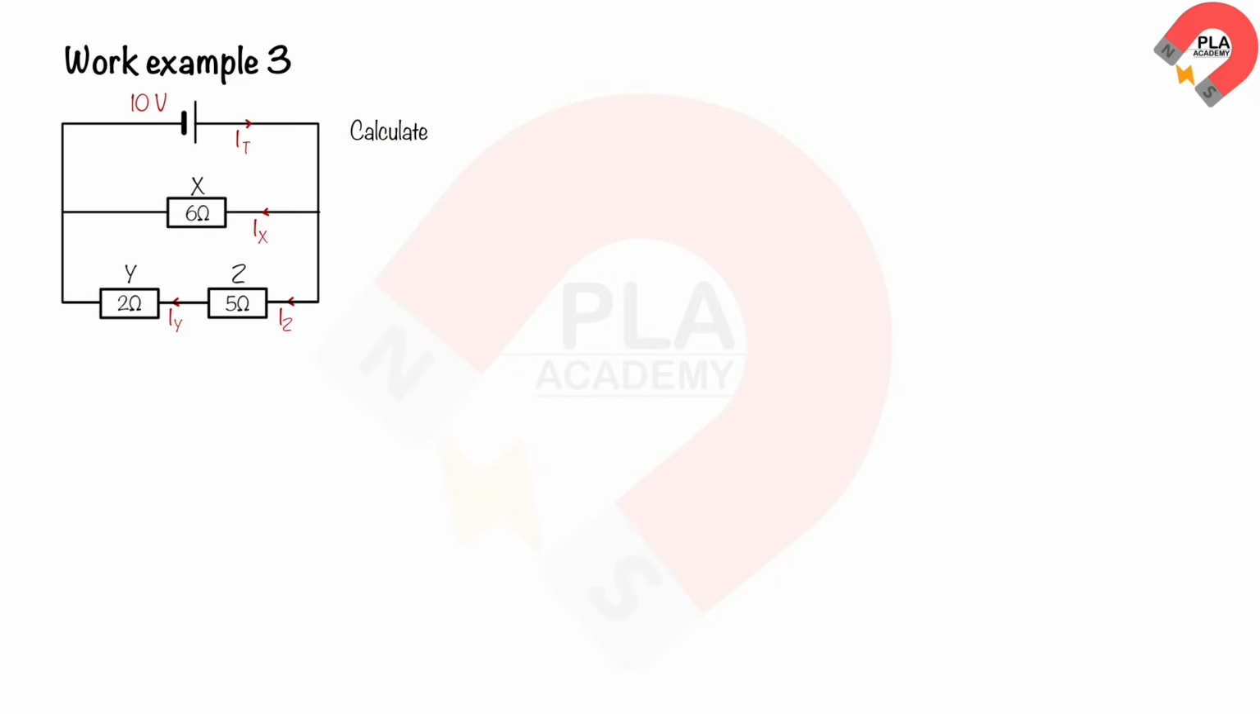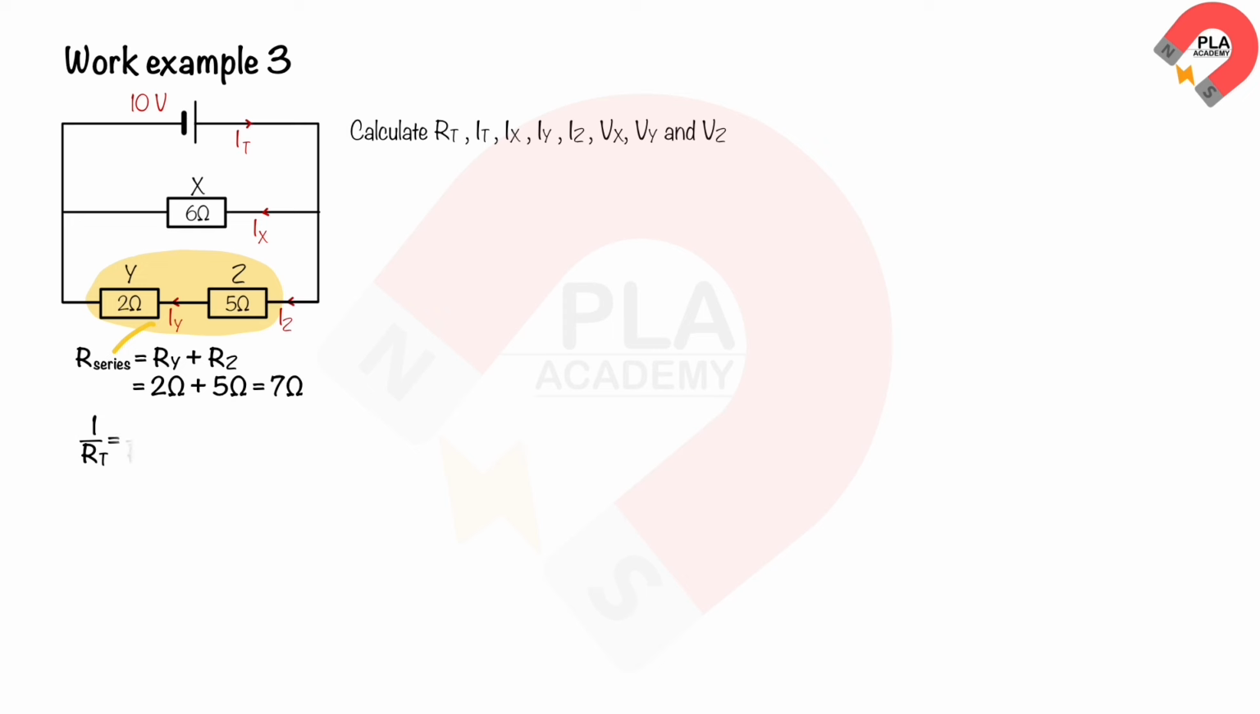Worked example 3. Calculate the total resistance of the circuit, the current from the battery, the current into resistors X, Y and Z, and the voltage across the resistors X, Y and Z. Calculate the total resistance of the resistors Y and Z in series combination first by using the equation R in series equals RY plus RZ. Substitute RY equals 2 and RZ equals 5. So, the result is 7 ohms.